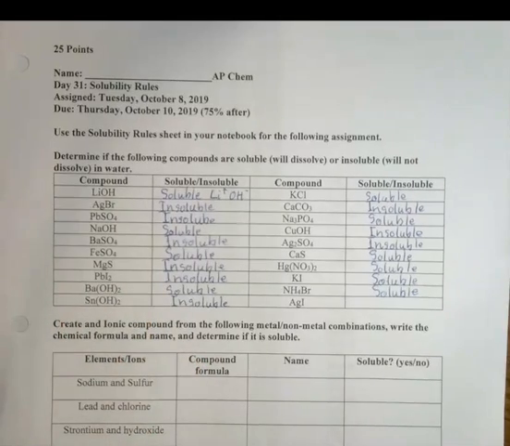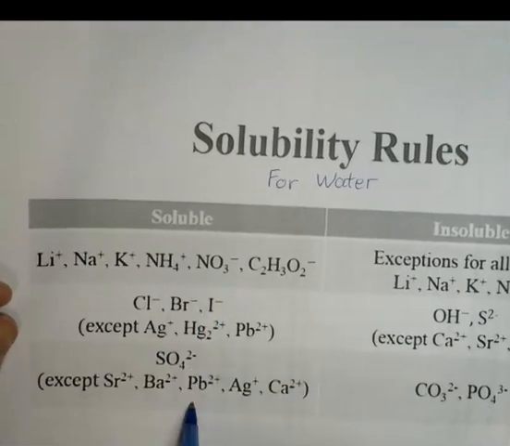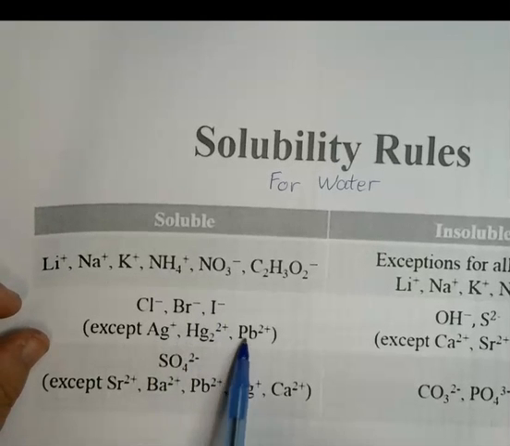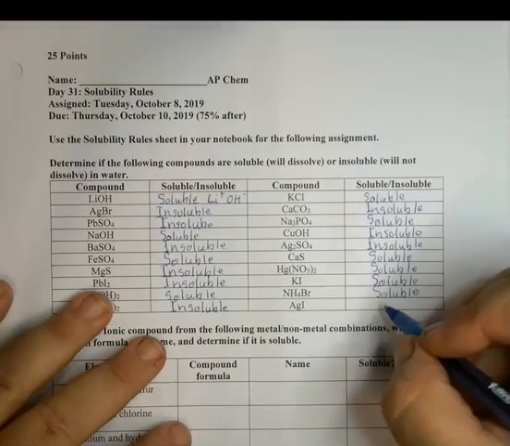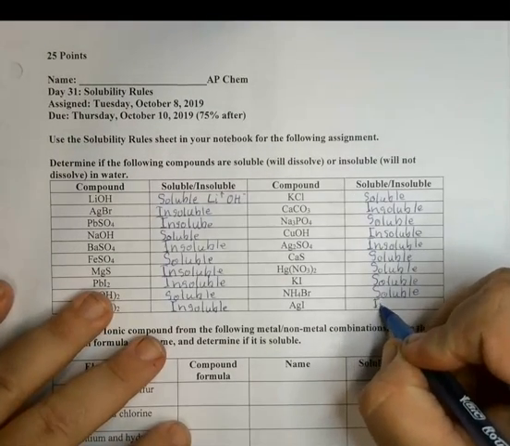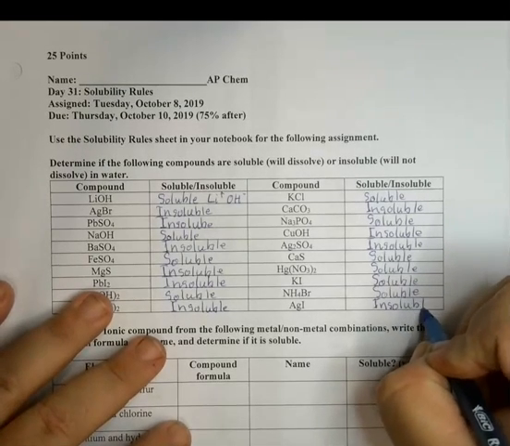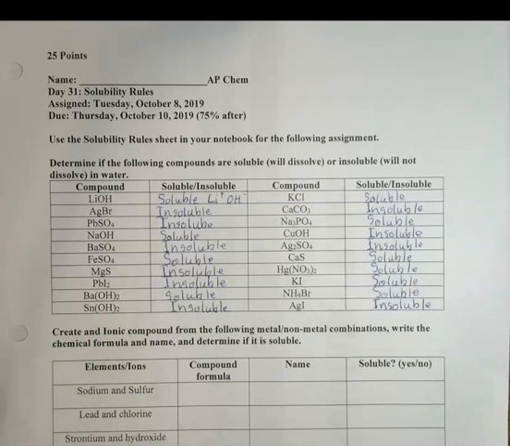Okay, and finally we have silver iodide. So we come over here, and iodide is in the soluble column, so it's soluble always except for these three, and silver is one of those. So silver iodide is insoluble. So as far as I'm concerned, you'll always be able to use this list in class and on tests when I do eventually test you on this material.